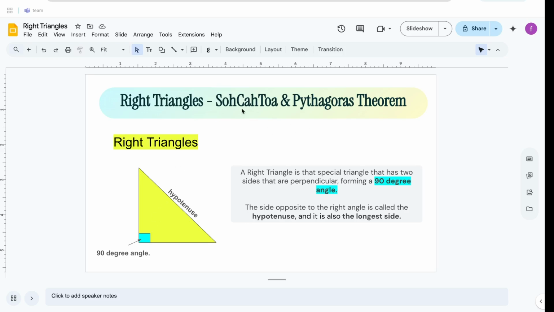What is SOHCAHTOA? SOHCAHTOA is just a memory aid to help you remember the trigonometric ratios that we apply when we are dealing with a right triangle.